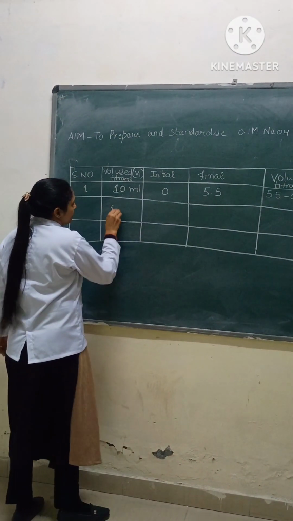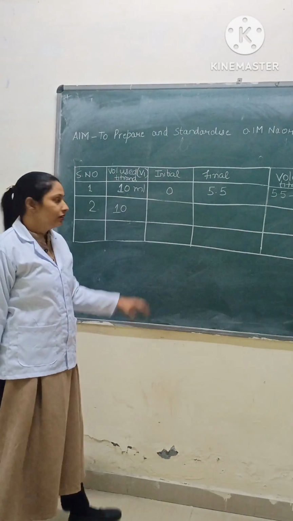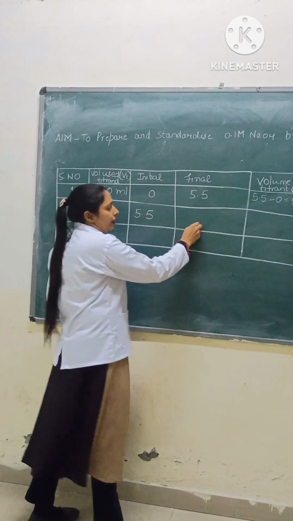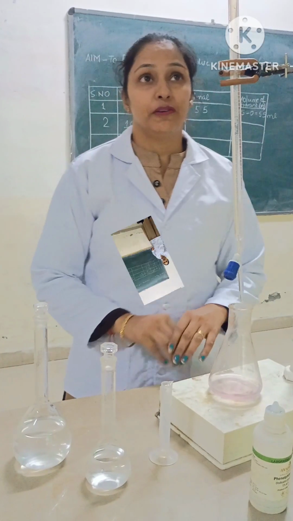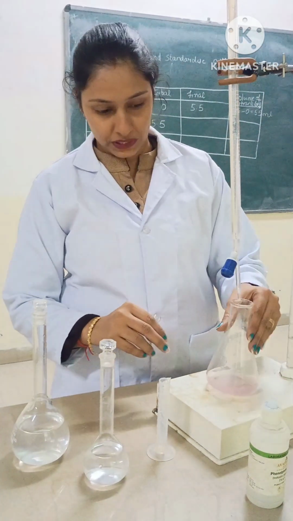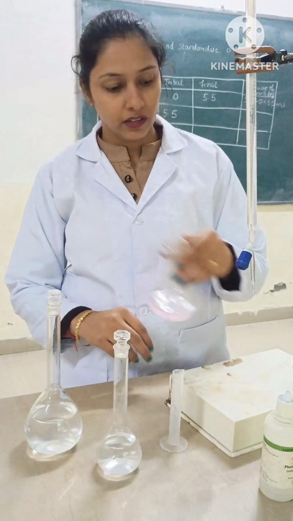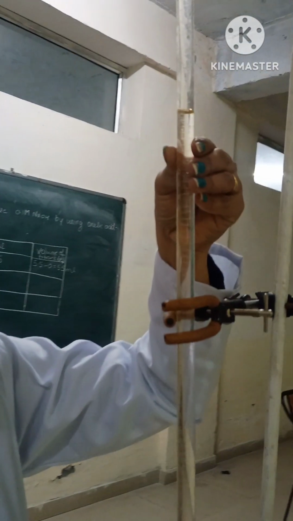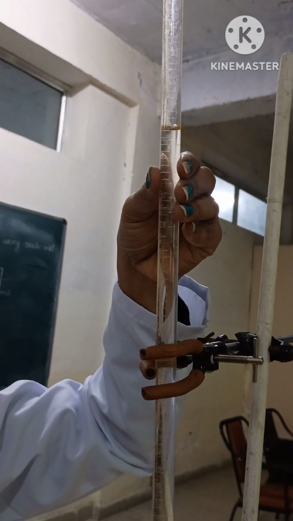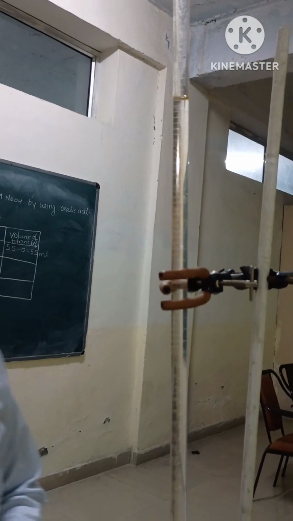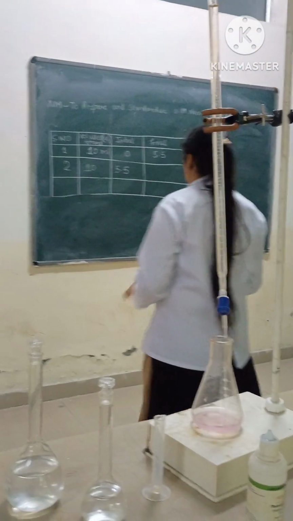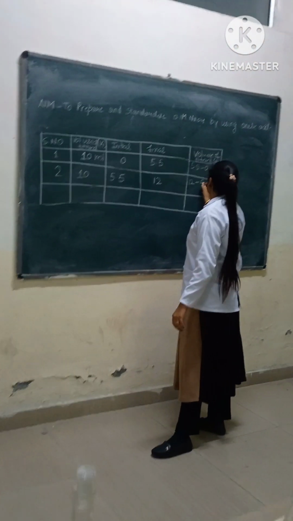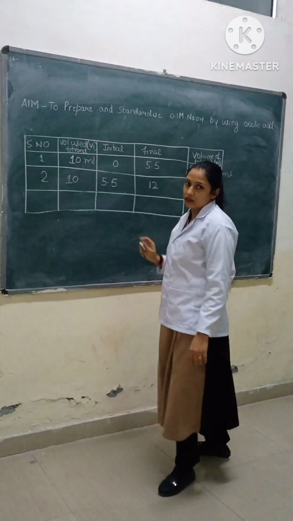Now we will repeat our titration. Now the initial reading is 5.5 and let us check the final. We repeated our titration and you can see a slight color change again. And now our final reading is, you can see here, exactly 12. So we will write here 12. Now the difference would be the amount.